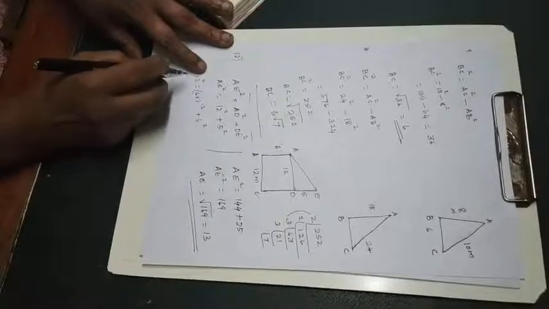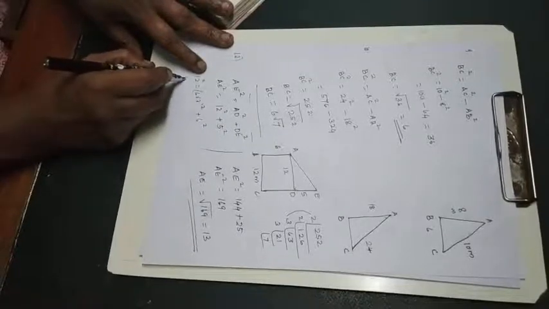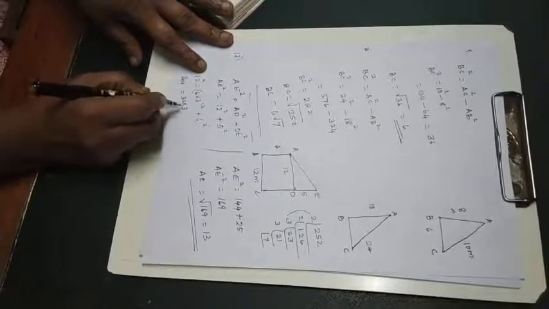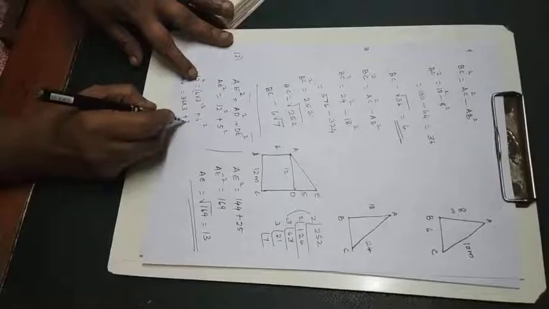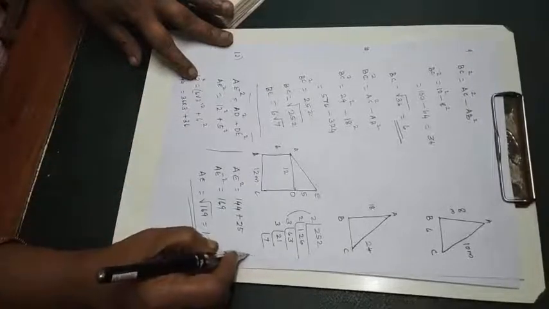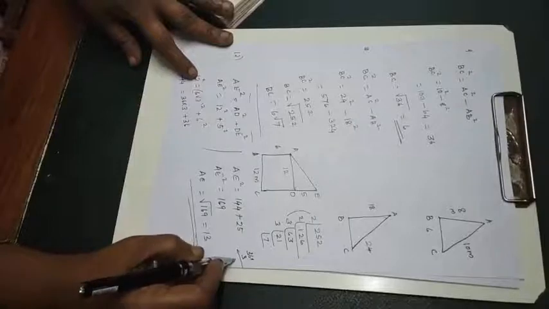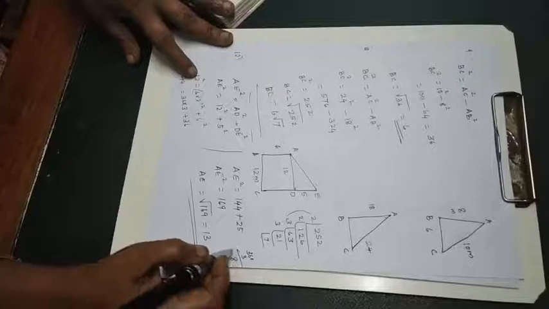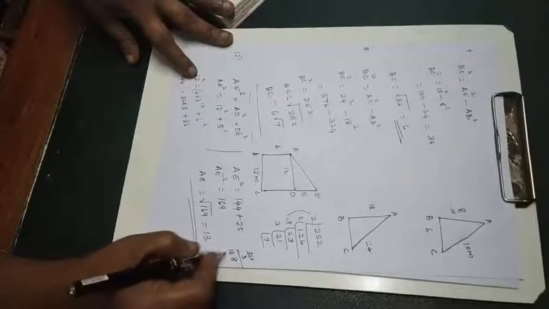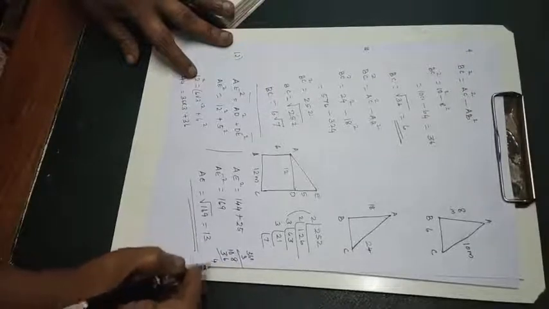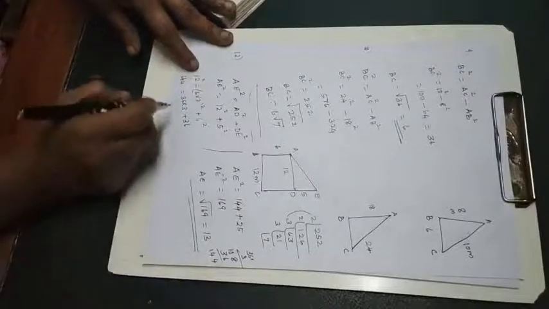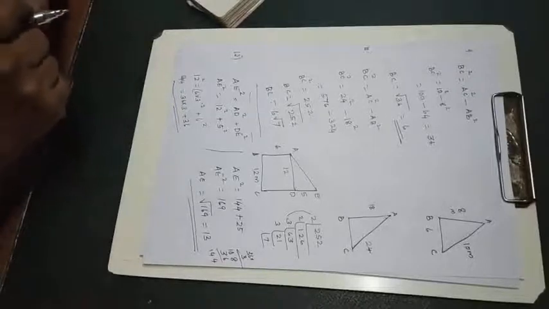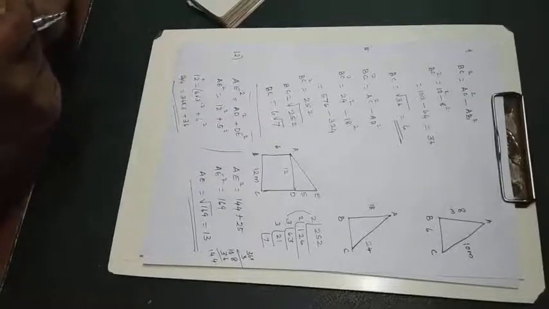So 12 square is 144, 6 square is 36, root 3 square is 3, so 36 into 3 is 108, plus 36. 108 plus 36, so it is equal to 144. So it is a right angle triangle. So angle B will be equal to 90 degree.